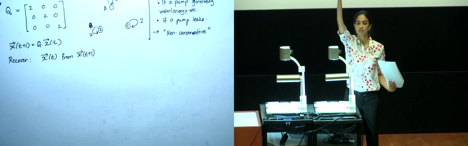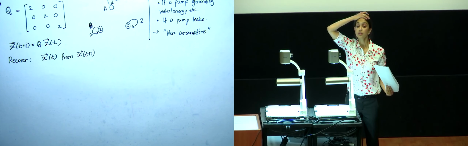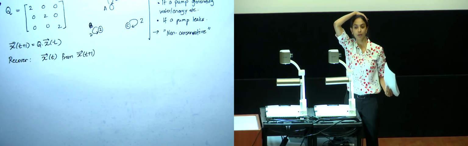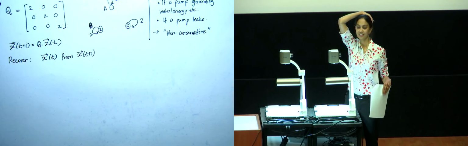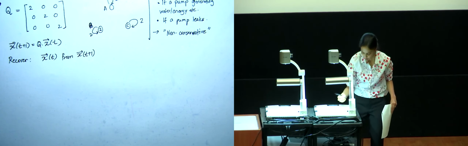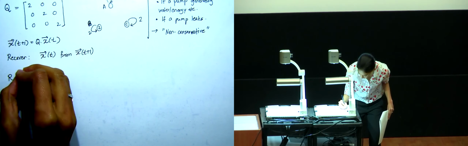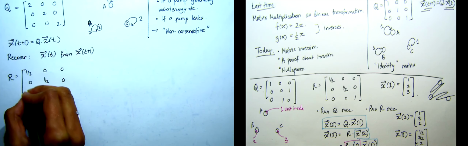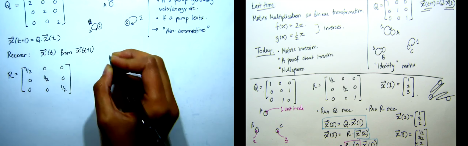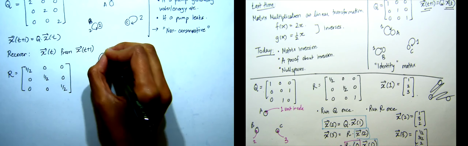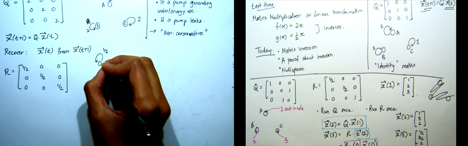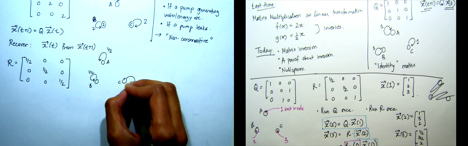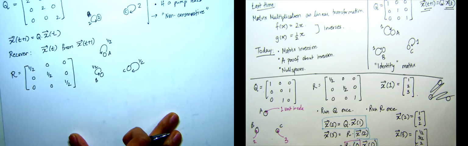Yeah? I don't know what Q inverse is. 1/2. What one? Where 1/2? Okay, so you're saying let's choose an R equal to 1/2, 0, 0, 0, 1/2, 0, 0, 0, 1/2. And how would I draw this? I would draw this leaky pump, right? A, B, C, and each of them would have these leaky nodes on them.